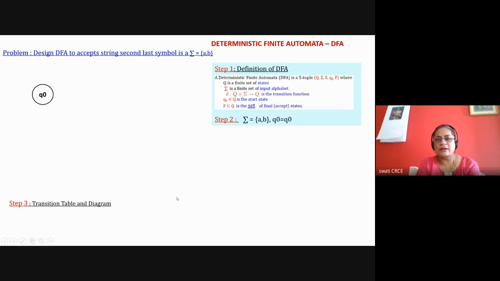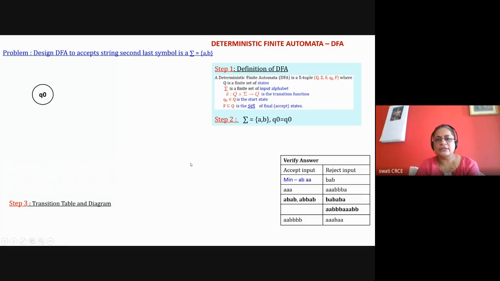Okay, so we draw the first step. Sigma is equal to a comma b. Initial state is Q0. Your minimum length strings are AB or AA. Now triple A is accepted because the second last element is small a. Here AB, the second last element is small a, so it is accepted. Here also the second last element is A, it is accepted. So this is rejected.